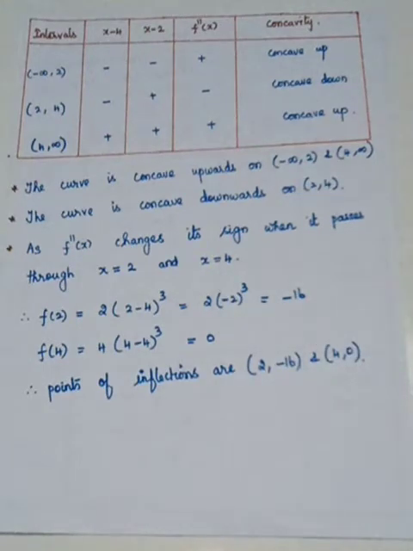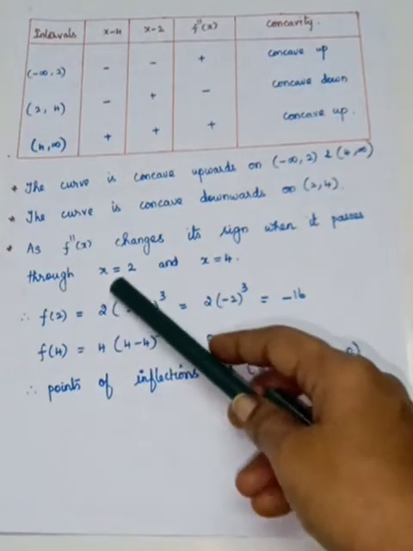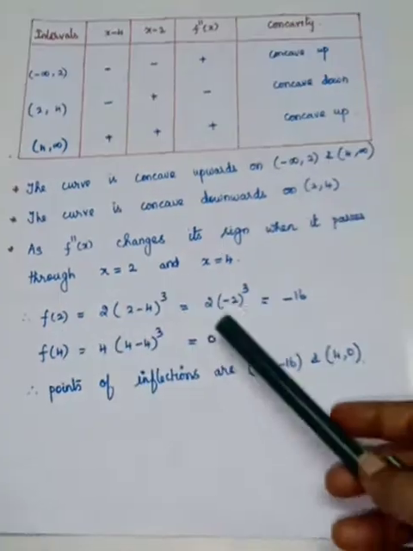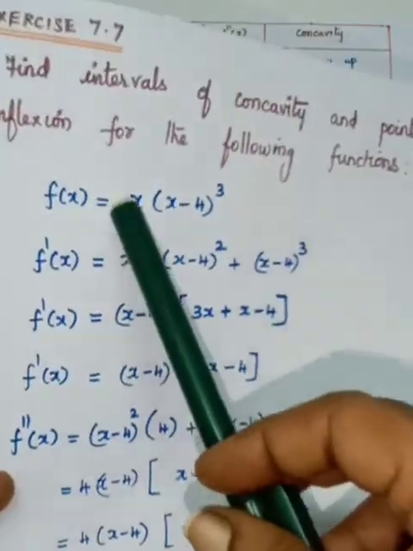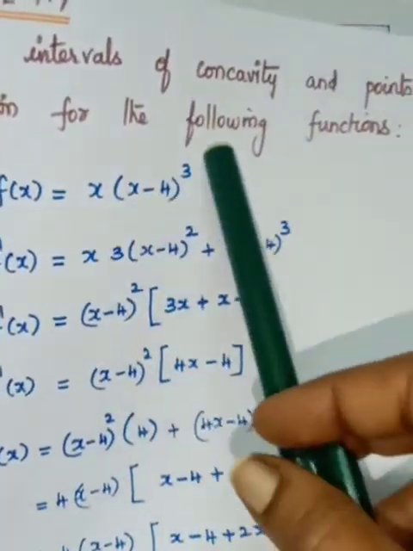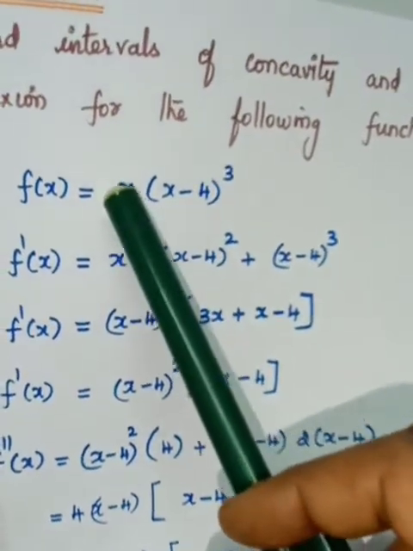We have to write a point, that means the x and y values have to be written. So you take x equal to 2 and substitute in f of 2. What is f of 2? That is a function. So in the place of x you have to substitute 2.